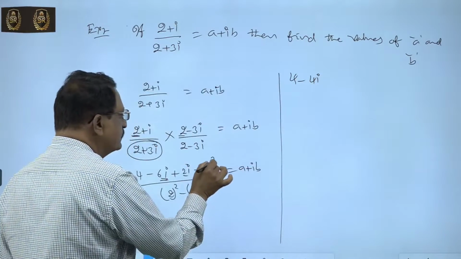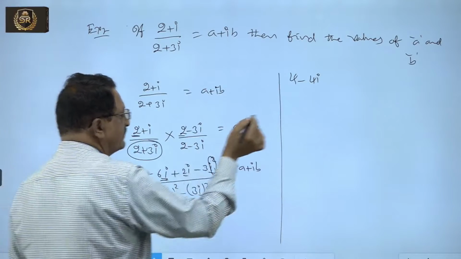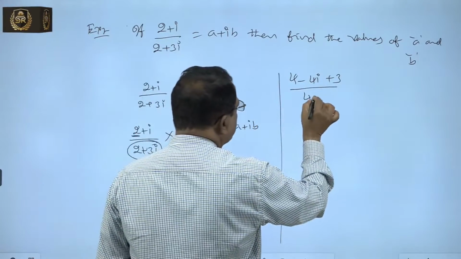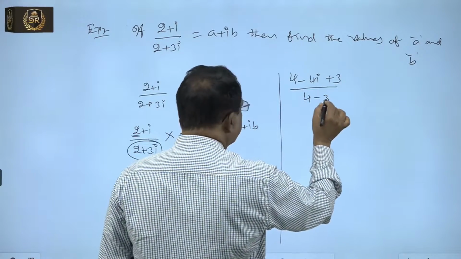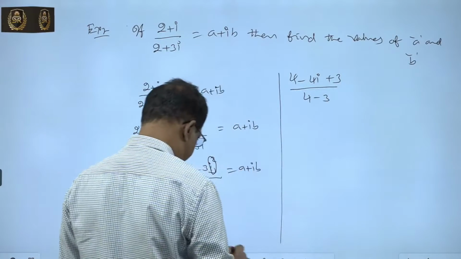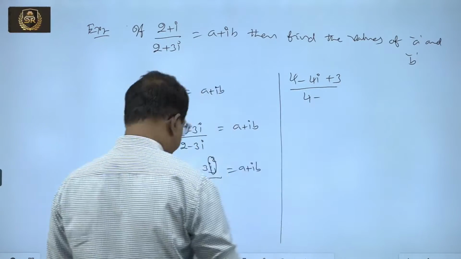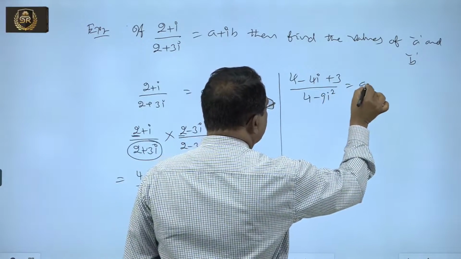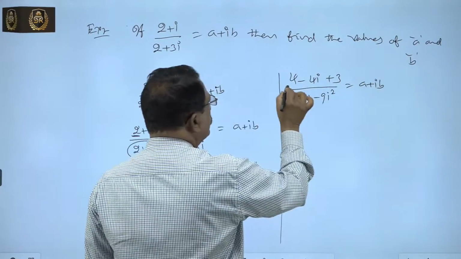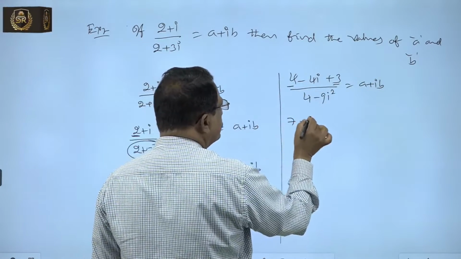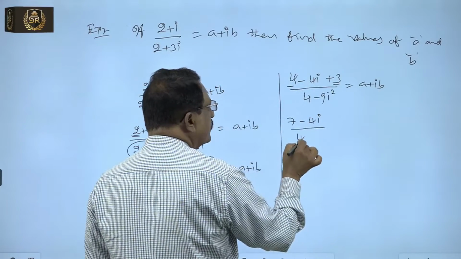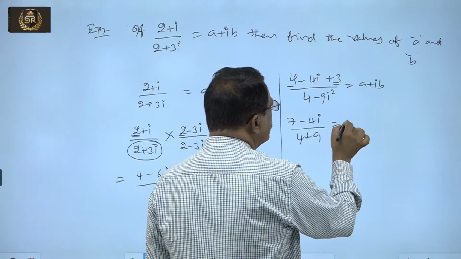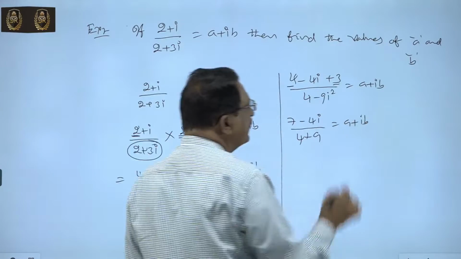here i squared equals minus 1, minus of minus plus 3, by 4 minus 3 whole square, 9 i squared, that equals a plus ib. Now 4 plus 3, 7 minus 4i, by 4, i squared equals minus 1, minus of minus plus 9, that equals a plus ib.